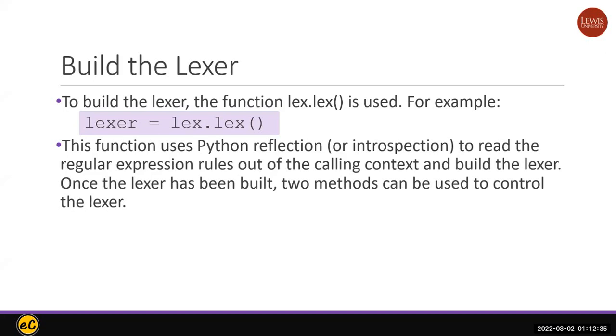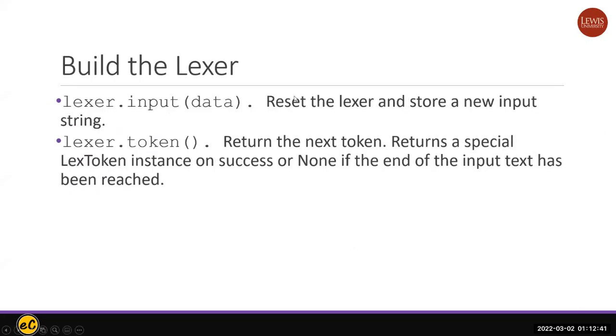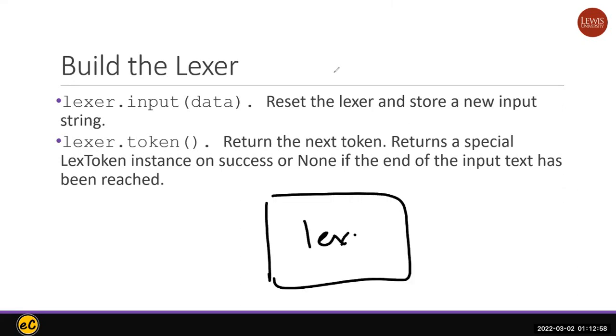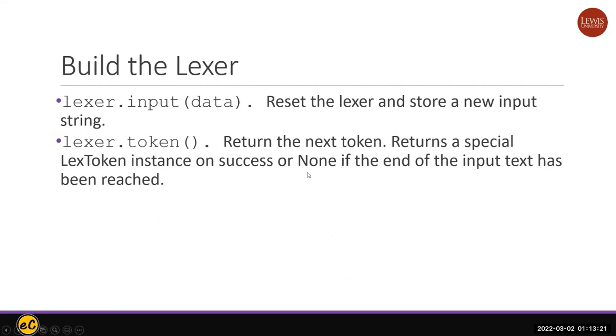Once the lexer has been built, two methods can be used to control it. One is input, and the other is token, where you can get the next token, or you use a for loop to return the next token. So here is getting the input and then the token. You have a lexer and your data, and you use the input method to put the data in. The output uses the token function to take out token by token. You can also use a for loop with a generator to generate it. That's the way you can use it.